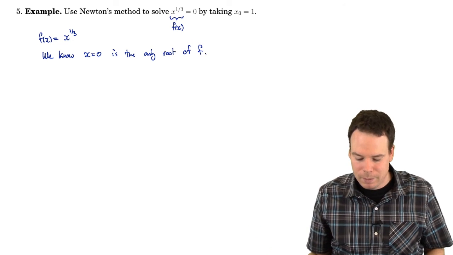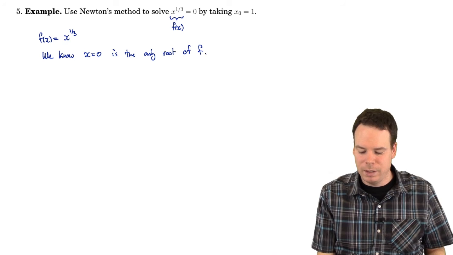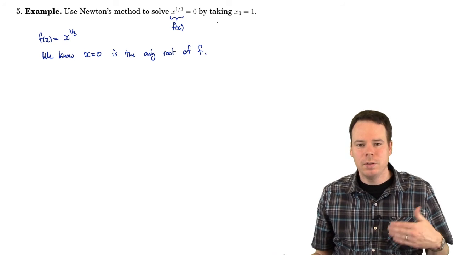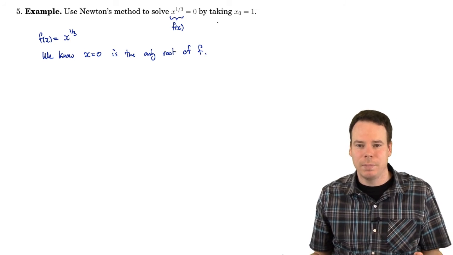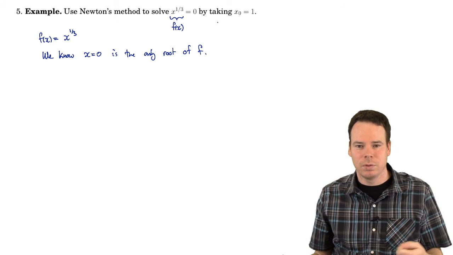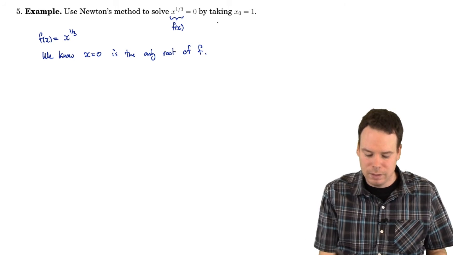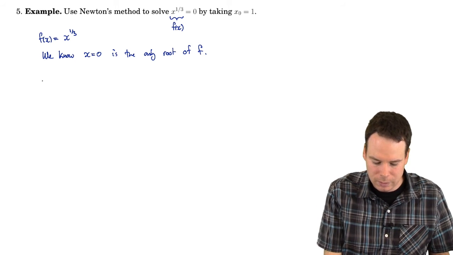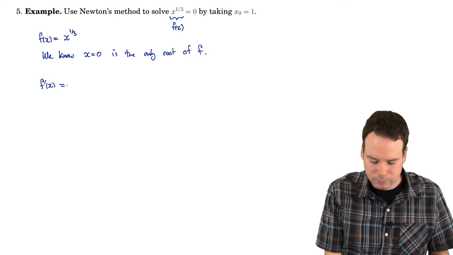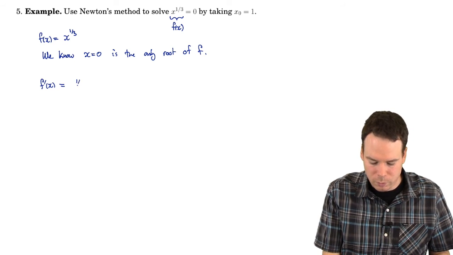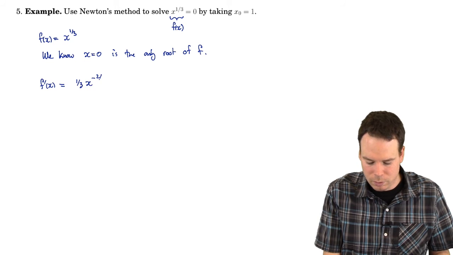Well, okay, the point here is to not apply Newton's method to find the root. It's to apply Newton's method to a case where we know what to expect as an answer. We expect Newton's method to return 0 if it's going to give us an approximation for the root. So let's see what happens when we apply Newton's method. We need to know the derivative. So this is going to be 1/3 x to the negative 2/3.